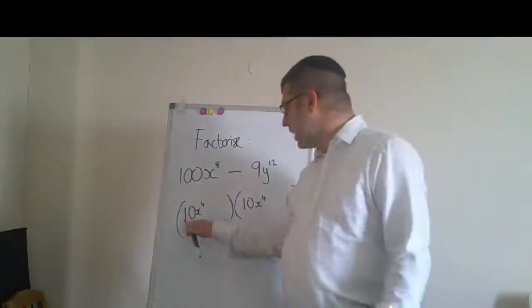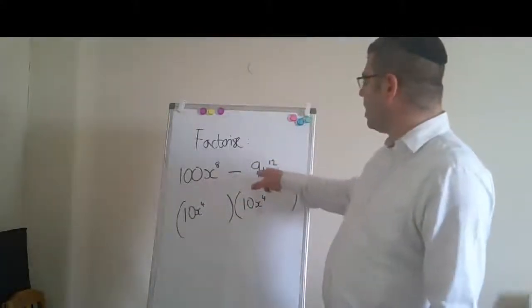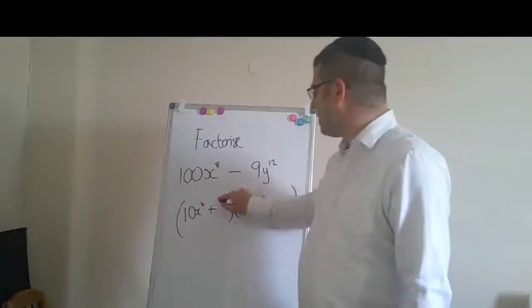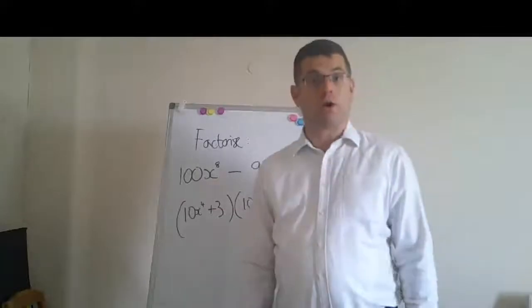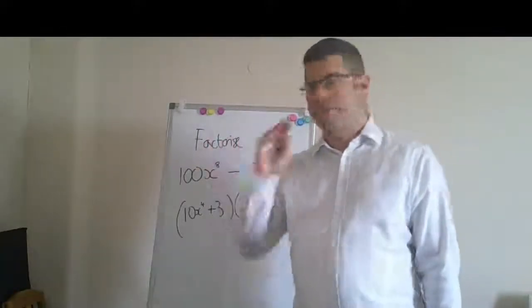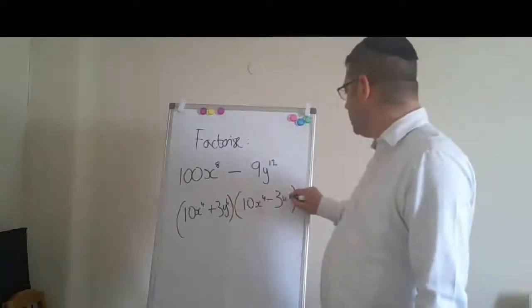Remember, whatever goes here must go here if you're dealing with the difference of two squares. Now let's do this one. Square root of 9, so I have a plus here and a minus here. Square root of 9 is 3, so I must have 3 here and 3 here. But with the 3, I also need the square root of y to the 12. And we said if you want to square root the power of a letter, you just halve the power. Y to the 6 and y to the 6.